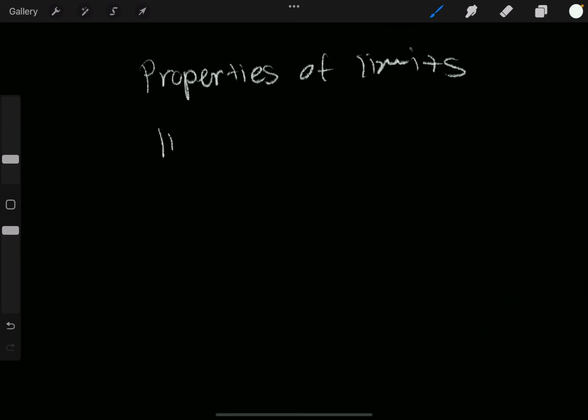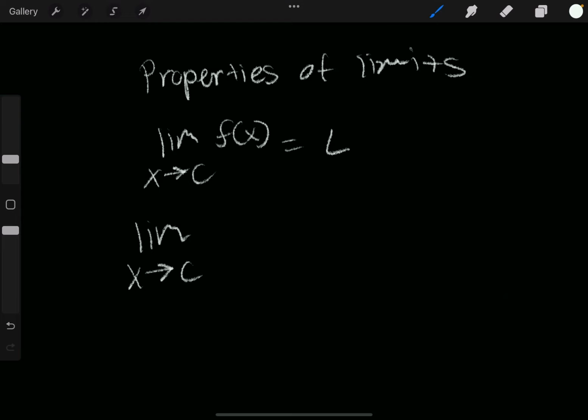Let's say that the limit as x approaches c of the function f of x is equal to L, and the limit as x approaches c of the function g of x is equal to m. Let's remember this. Now the first rule that we are going to do is the sum rule.